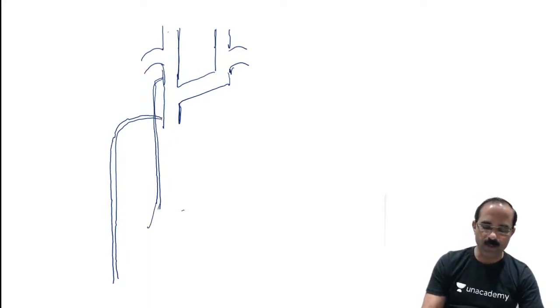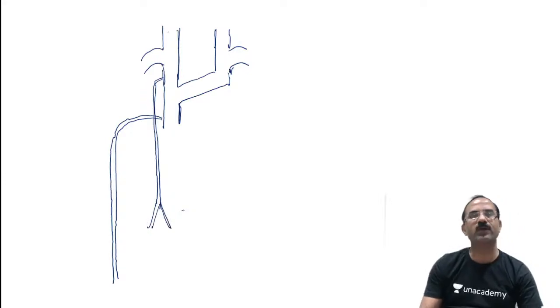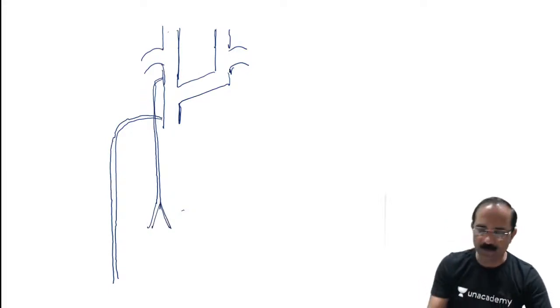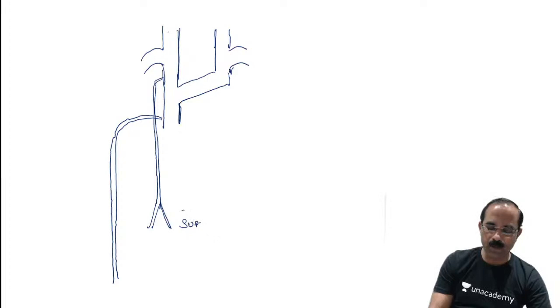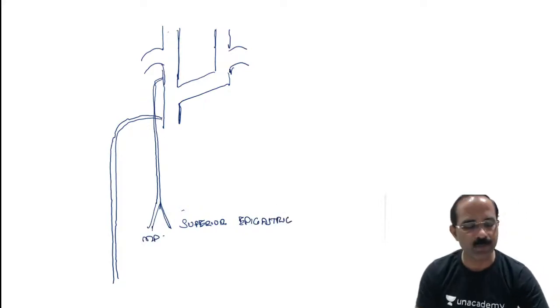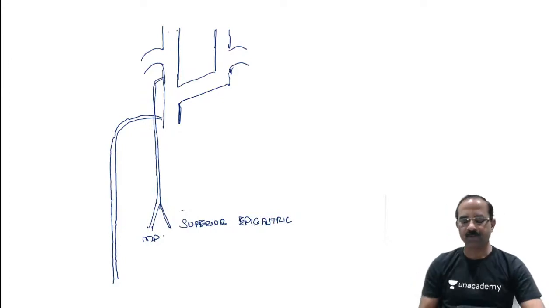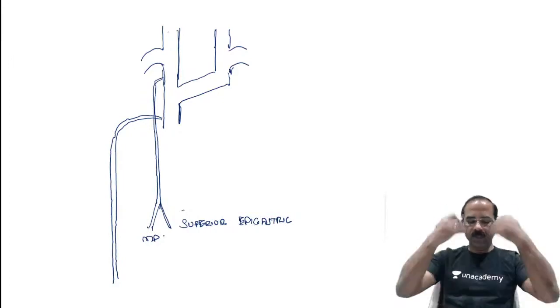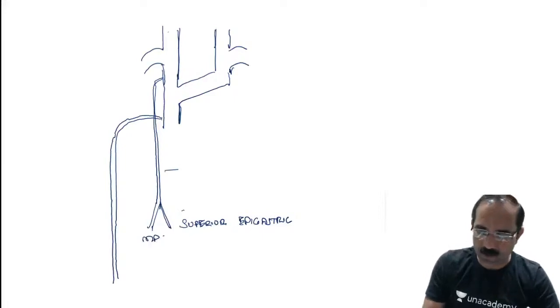And this internal thoracic vein will give two branches, or it will be formed by two veins. One is the superior epigastric vein, and this is the musculophrenic vein. Superior epigastric and musculophrenic. So this is in front. Now this is the internal thoracic vein. I'll just label this for you. That's the internal thoracic vein.